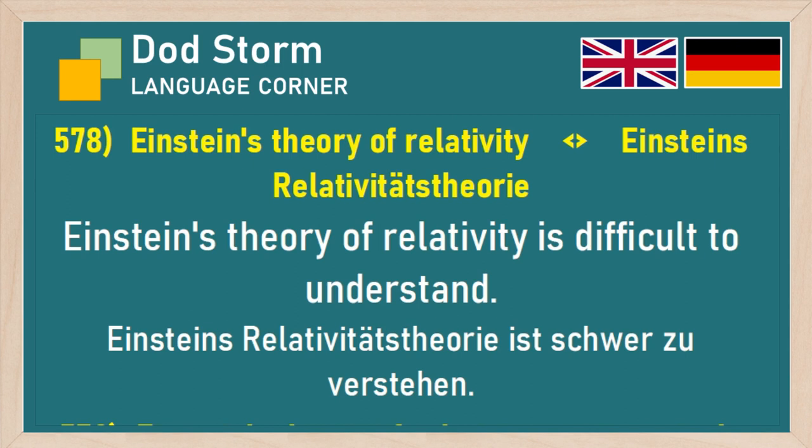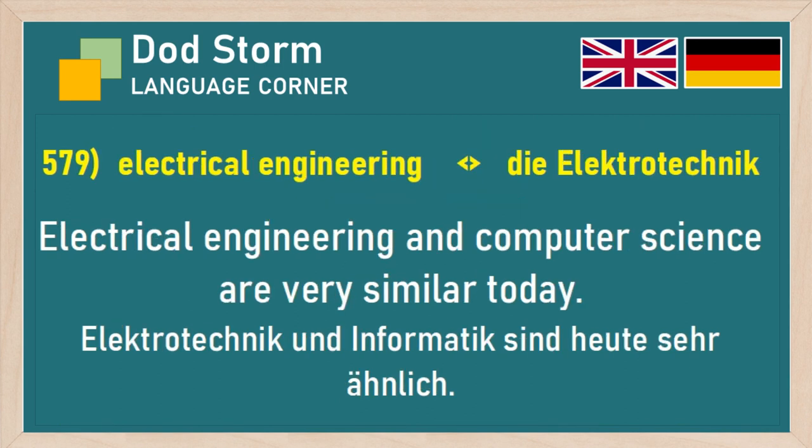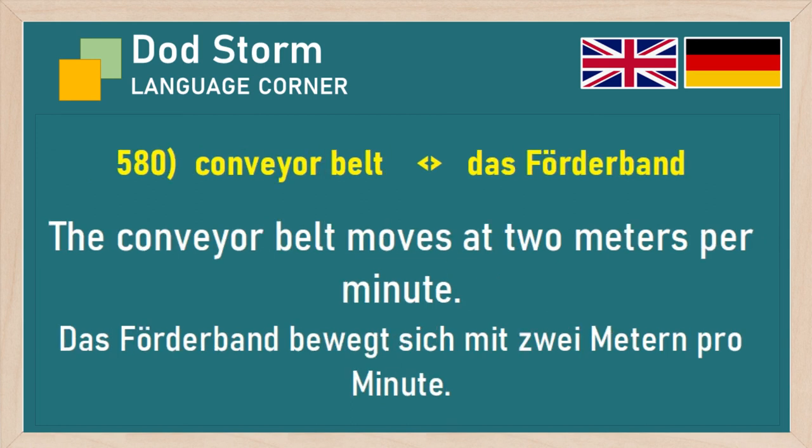Einstein's theory of relativity is difficult to understand. Electrical engineering and computer science are very similar today. The conveyor belt moves at 2 meters per minute.